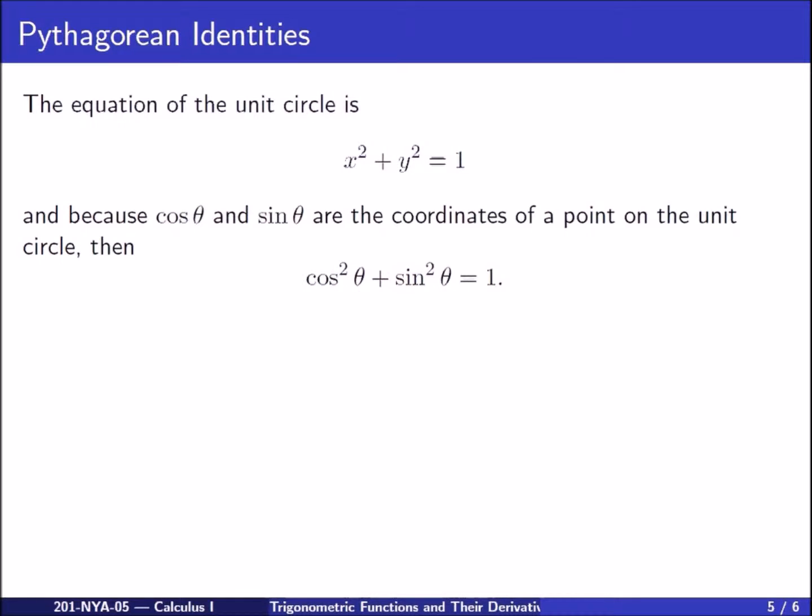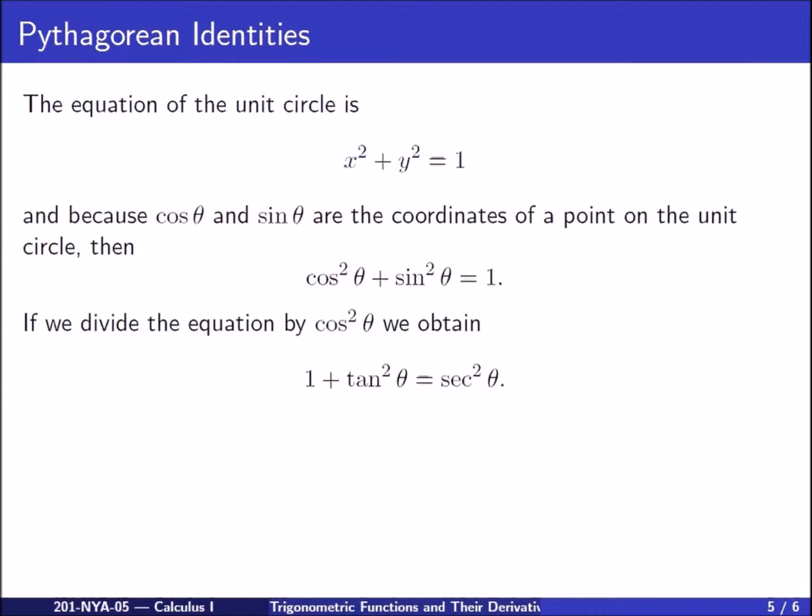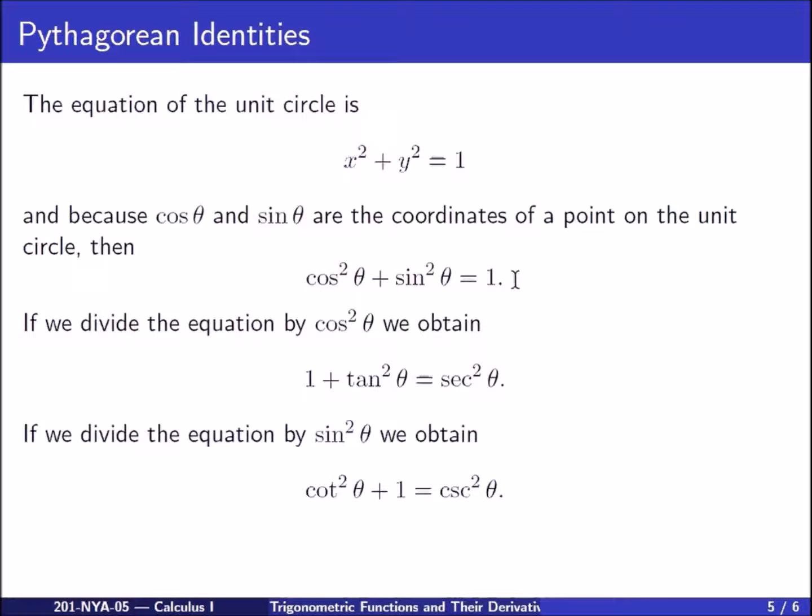If I take this equation and divide both sides by cos squared, I get another Pythagorean identity. For example, by dividing by cos squared, cos squared over cos squared is 1, sine squared over cos squared is tan squared, and 1 over cos squared is secant squared. So 1 plus tan squared is secant squared. Similarly, I can divide the first Pythagorean identity by sine squared, and I will obtain that cotangent squared plus 1 is cosecant squared.